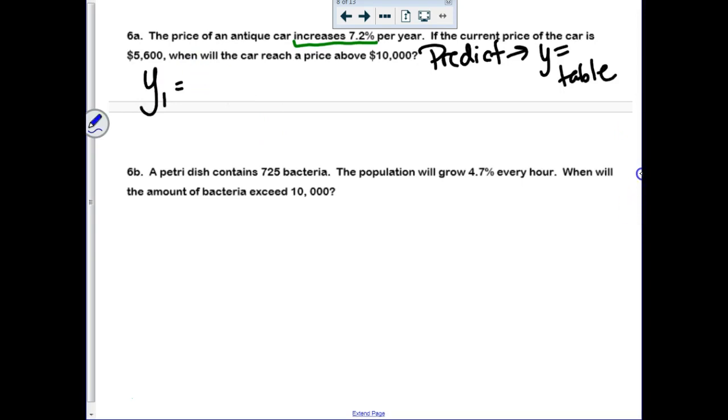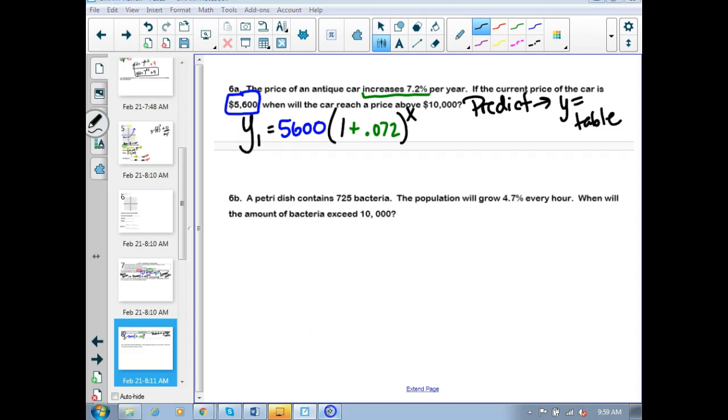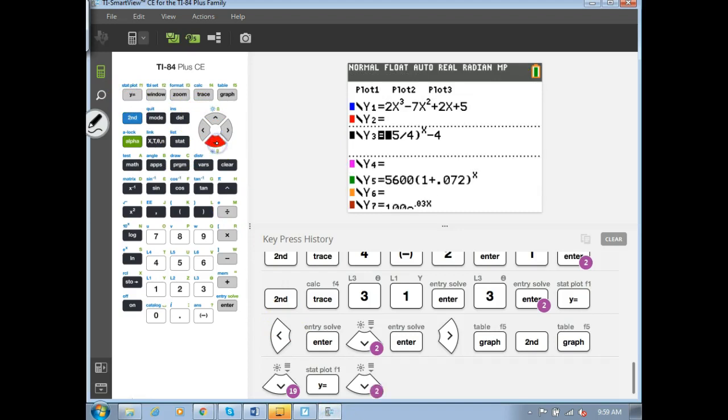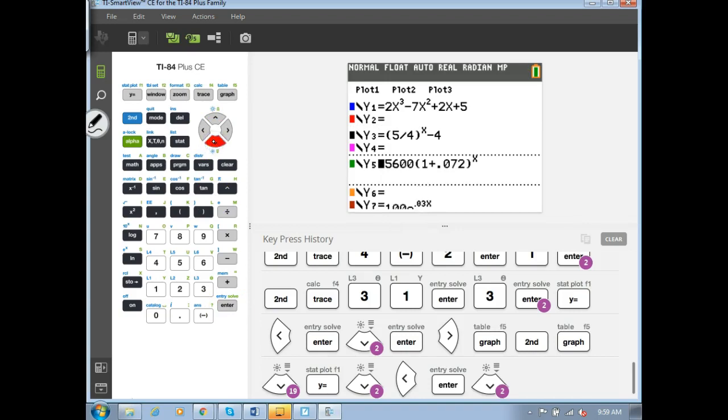So the initial amount of the car is $5,600. And then it's increasing, so 1 plus 7.2%, which you got to divide that by 100 or move it over twice, so 0.072. And then remember, because we're predicting, you're going to leave time as an unknown quantity. It's a variable. Okay, so I think I have this on my calculator. Let me go find it. Alright, so turn this one off. And then I'll go turn this one on.